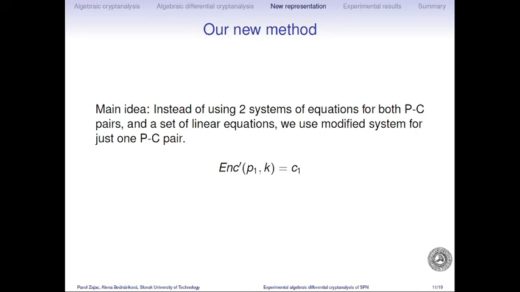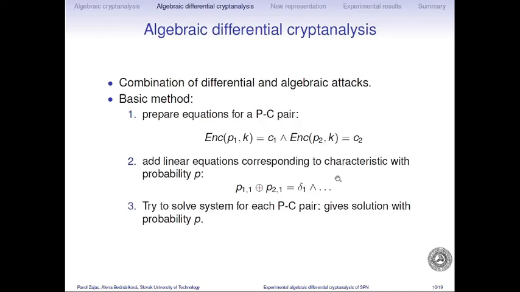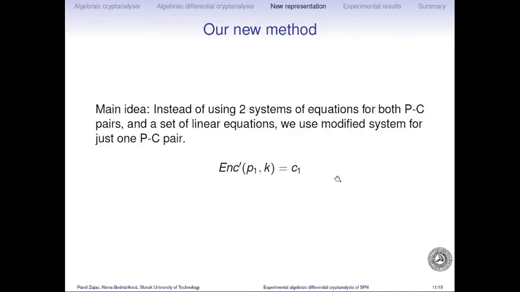This algebraic differential cryptanalysis was known for a long time, but we have been looking at the representation, and you essentially see that for each suitable differential characteristic we need two algebraic equations for dual encryption and a linear system, but we have looked at it differently. Why should we use two systems of equations and an extra set of linear equations?